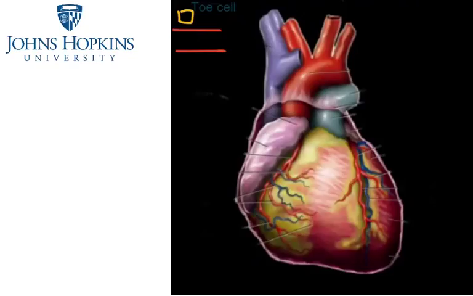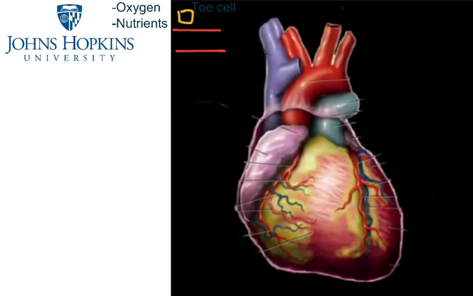And this toe cell is just trying to make a living. And toe cells need certain things, right? They need, for example, let's say oxygen. They need oxygen and they need nutrients, right? So cells need certain things to live and be happy.